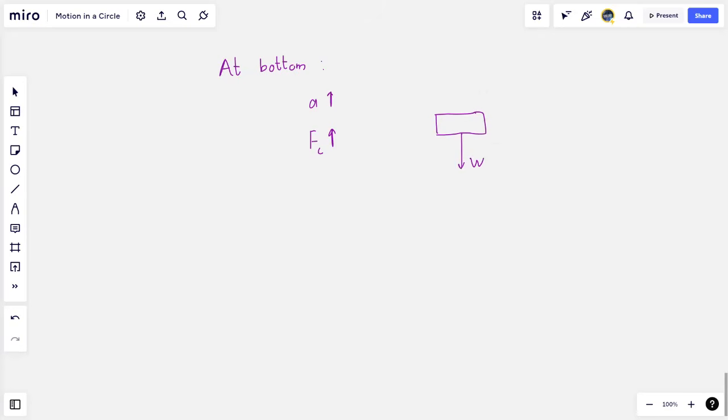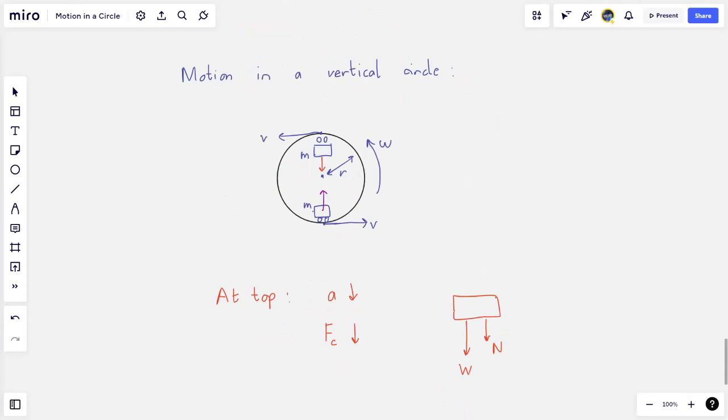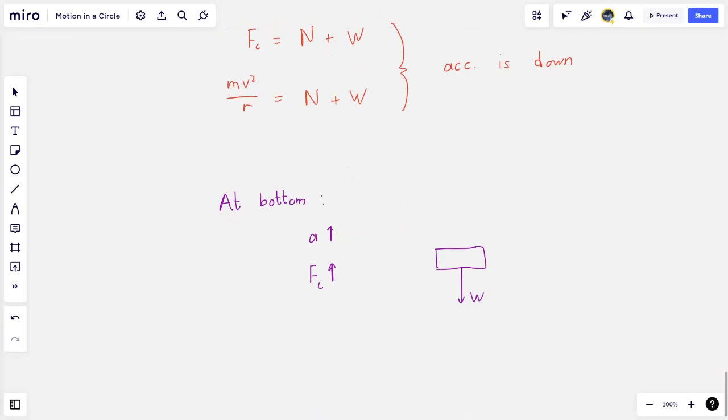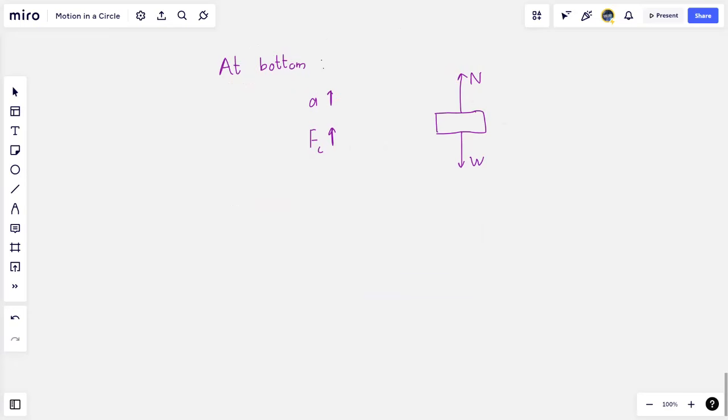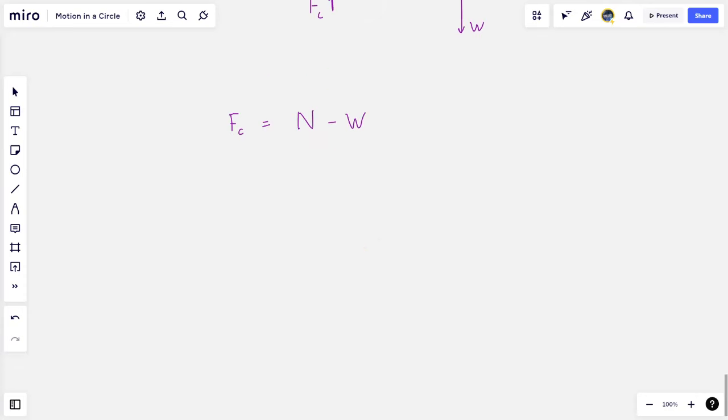The weight will still act vertically downward toward the center of the earth, but the reaction force of the track on the cart is now upward. So the track pushes the cart upward with a force N, N being the normal reaction force. Now the centripetal force, like we said, must point upward. So the net force must be in the upward direction, which means that the normal force N must be larger than the weight W. So Fc is N minus W, or simply mv squared over r is N minus W.